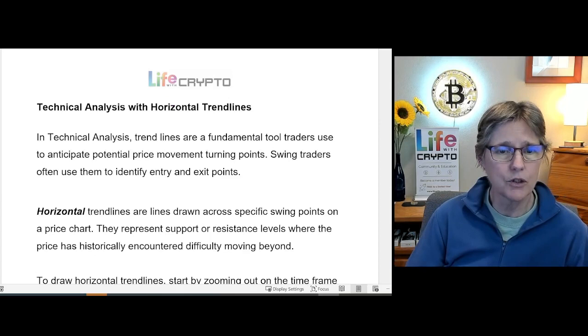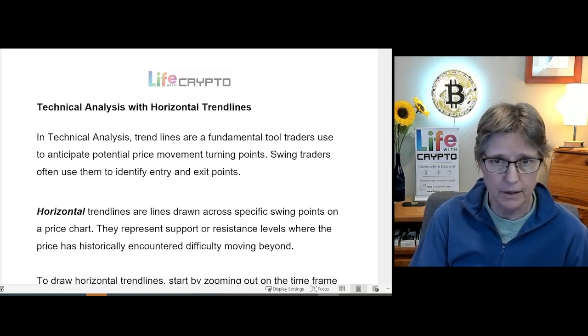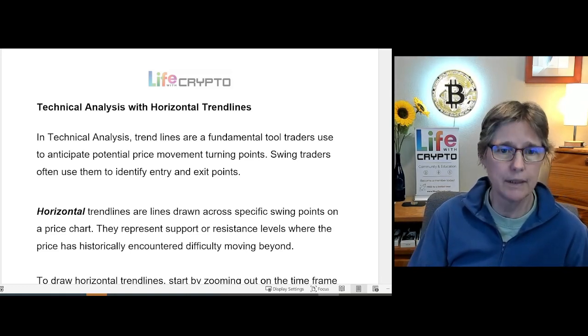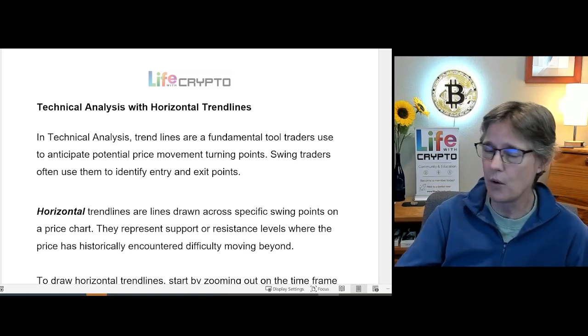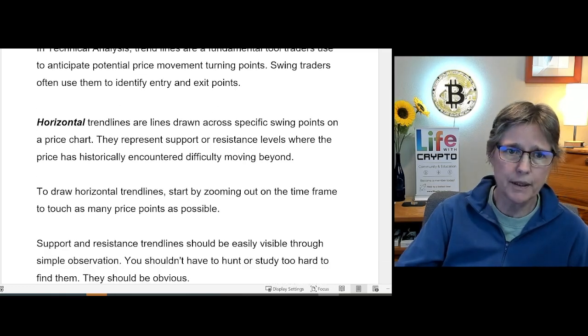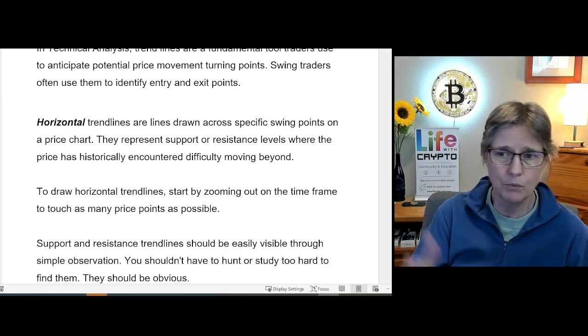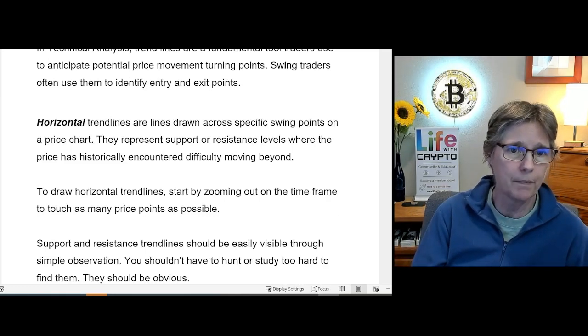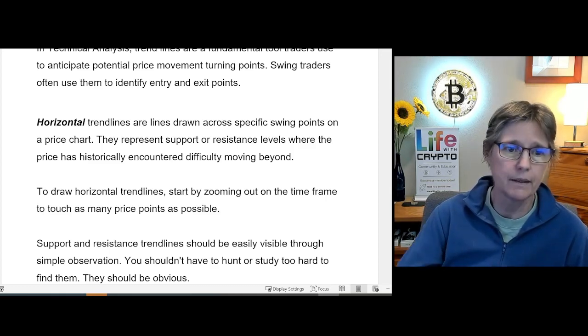So let's talk more about technical analysis with horizontal trend lines. In technical analysis, trend lines are a fundamental tool traders use to anticipate potential price movement turning points. Swing traders often use these to identify potential entry and exit points. So horizontal trend lines are lines drawn across specific swing points on a price chart, and we will be looking at some examples here in just a moment. They represent support or resistance levels where the price has historically encountered difficulty moving beyond that point.